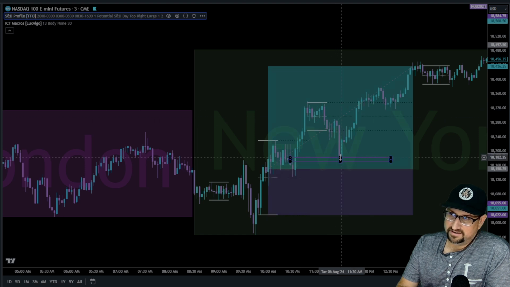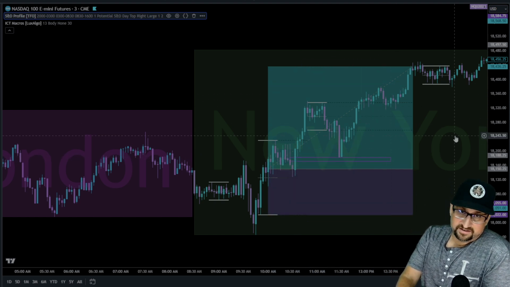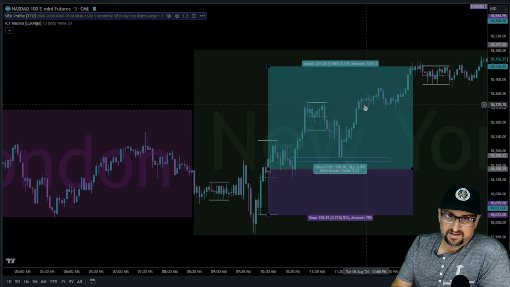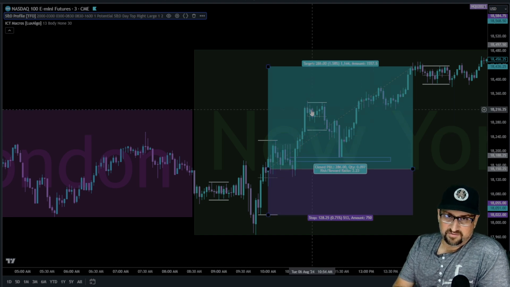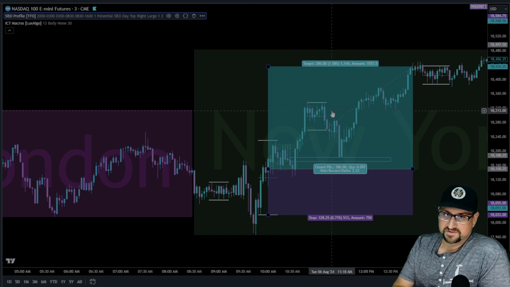Scalped it down to where? This little inefficiency that was created. Boom, we touched it, we took off. Not something I did. I'm just saying it's something that's there. It's a little precise for the way I trade. This would have been a super low time frame trade, but it's just to show you that this model can work on the lower time frames as well.